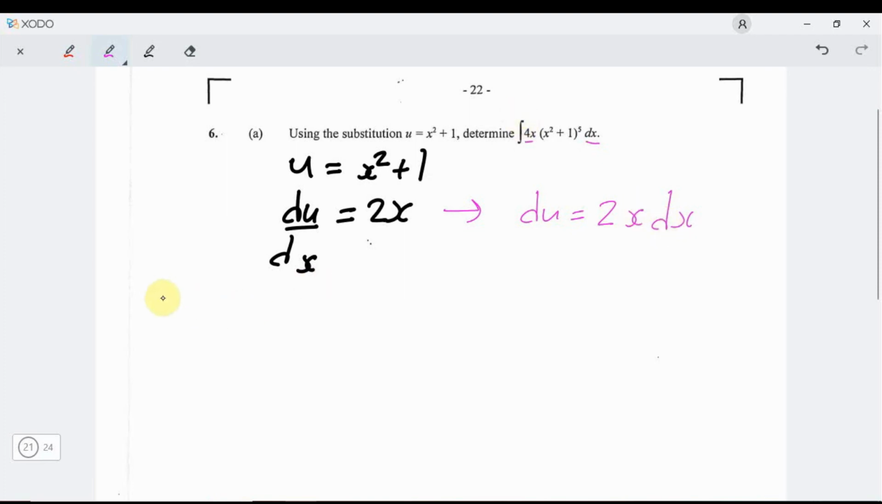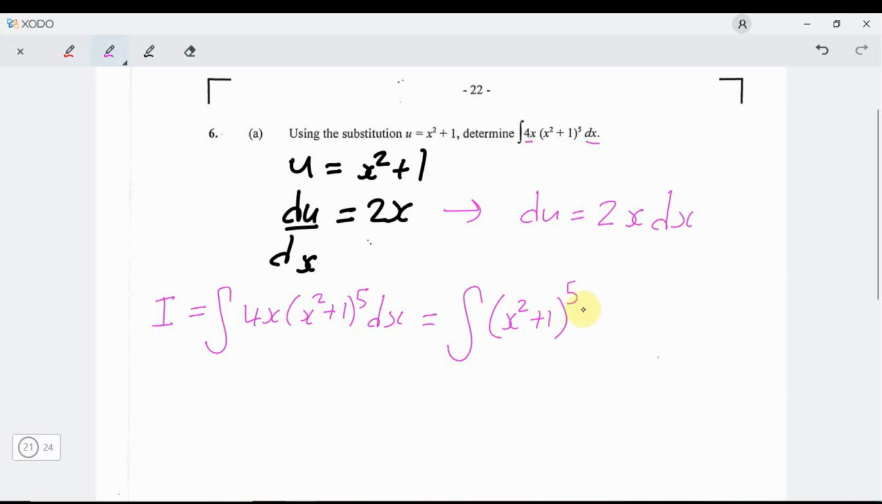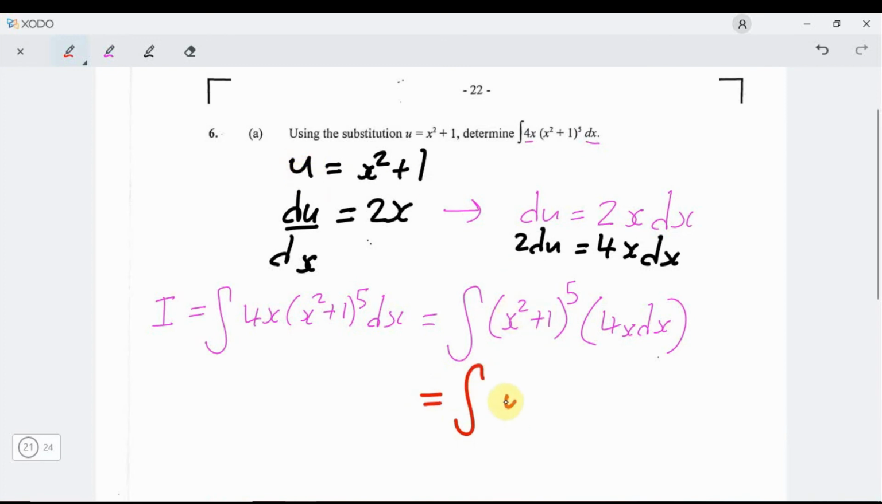Let's call this integral I. So I is equal to the integral of 4x (x squared plus 1) to the 5th dx. I can rewrite it as the integral of (x squared plus 1) raised to the 5th power times 4x dx. Now I realize 2 du would be 4x dx. So this becomes the integral of u to the 5th, since x squared plus 1 is u, and 4x dx is 2 du. So we're integrating 2u to the 5th du.